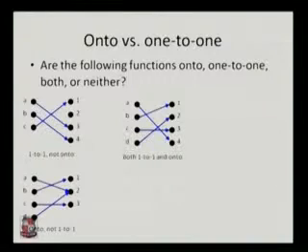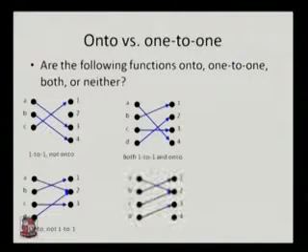This is the third example. This is 1 to 1 and onto. We can easily see that each element is related to exactly one element, and the range of f is equal to the codomain. So this is both 1 to 1 and onto.